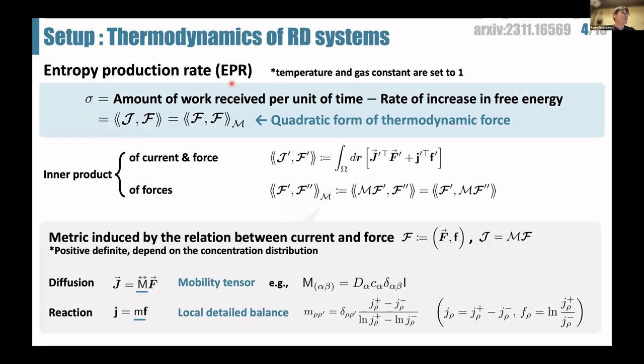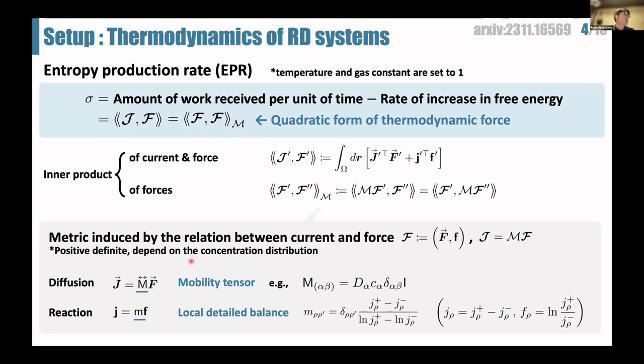The central quantity we focus on is the entropy production rate. Using thermodynamic force, we can write EPR as the inner product of current and force. In addition, we can rewrite this inner product as the quadratic form of thermodynamic force like this, with the metric induced by the relation between current and force.